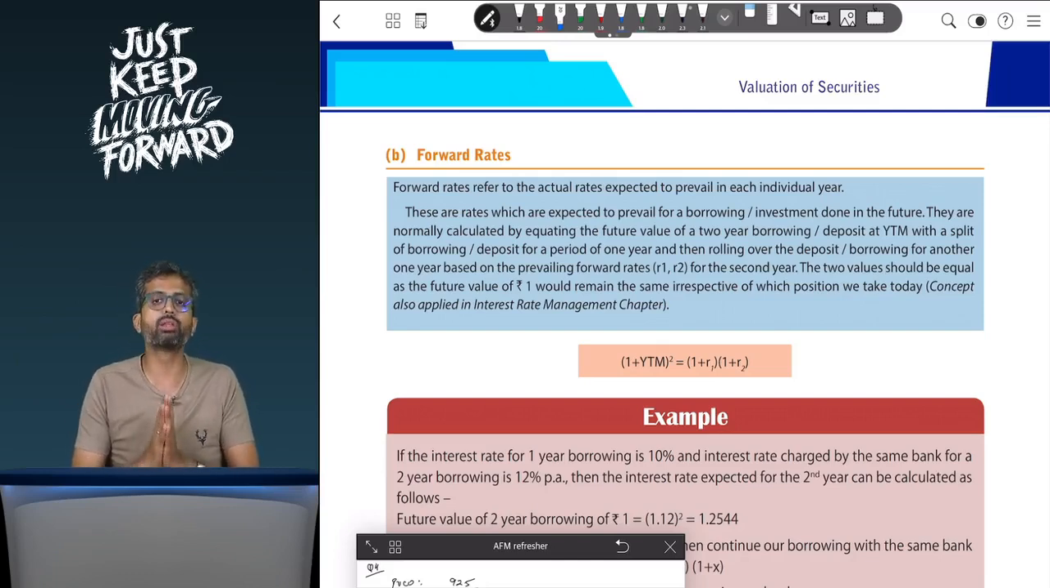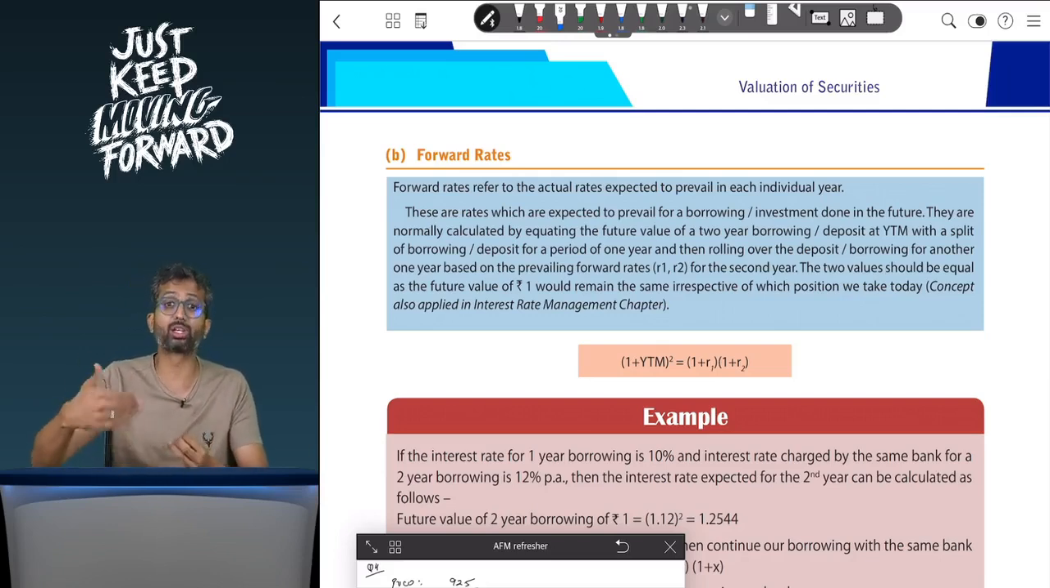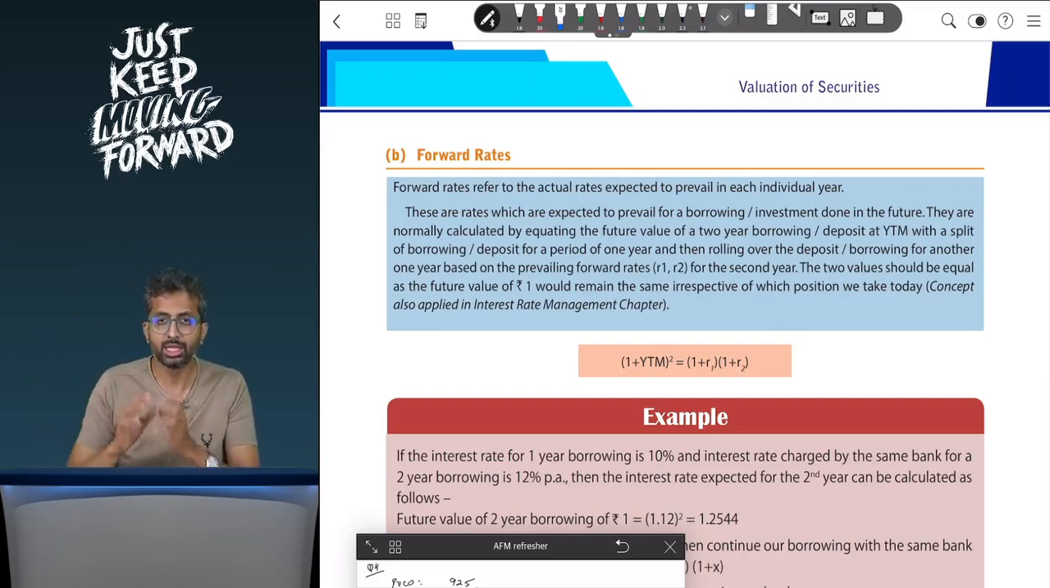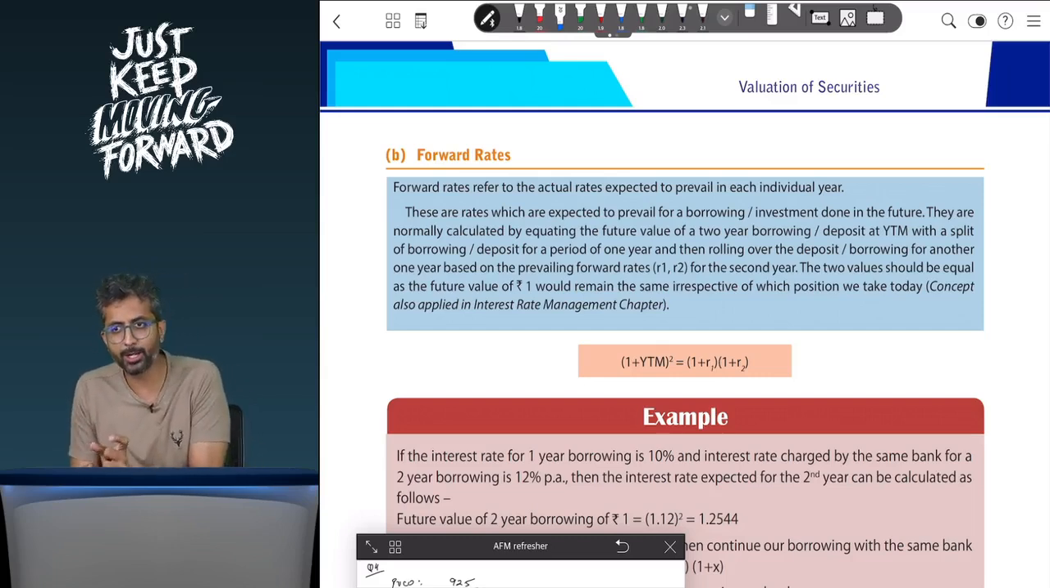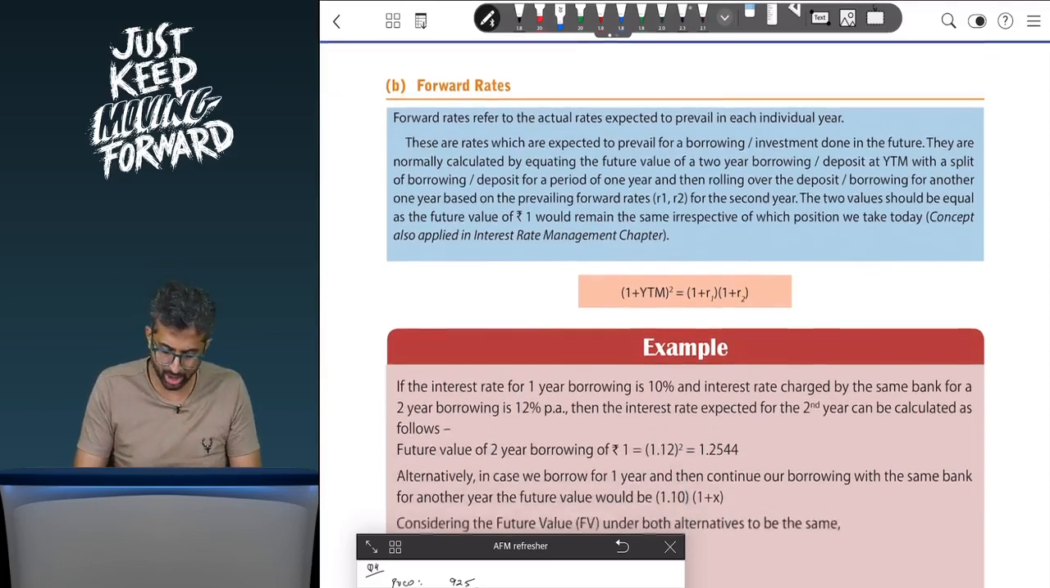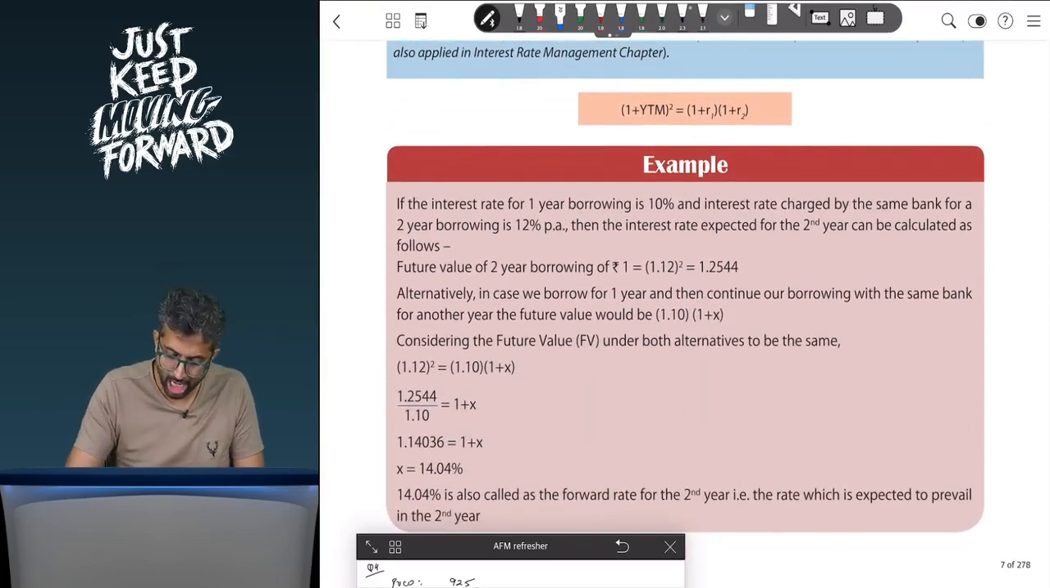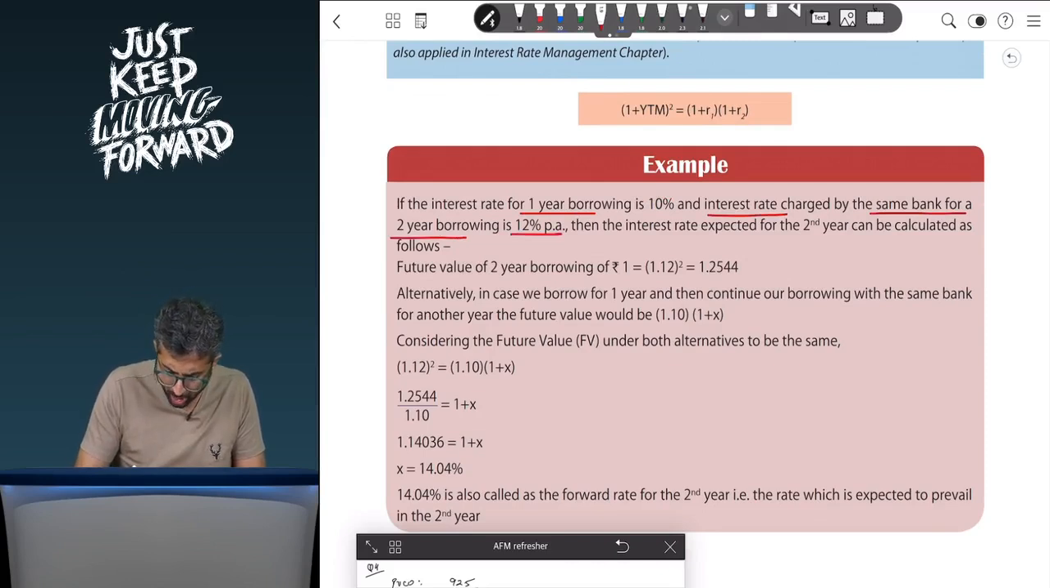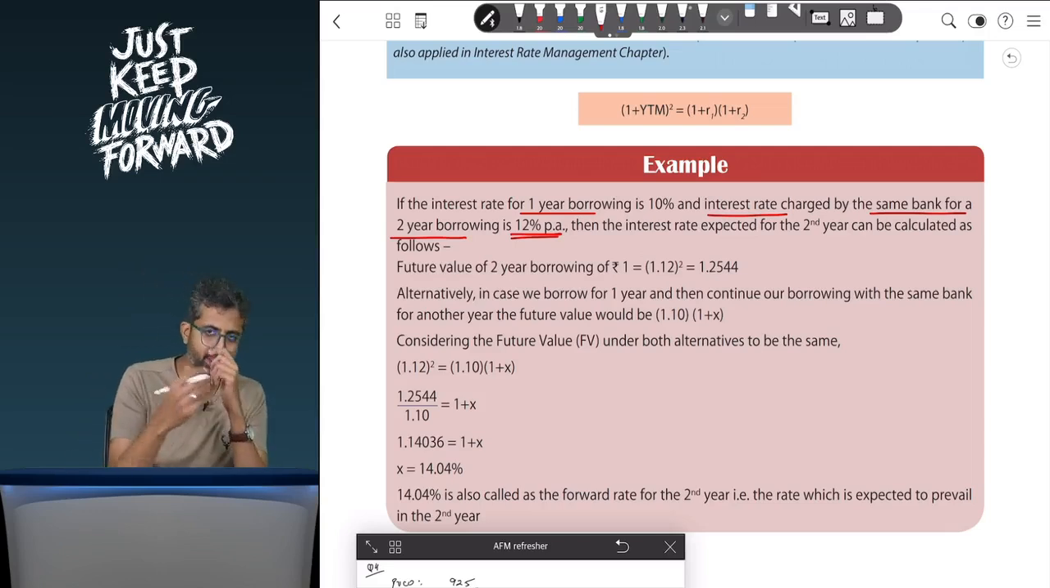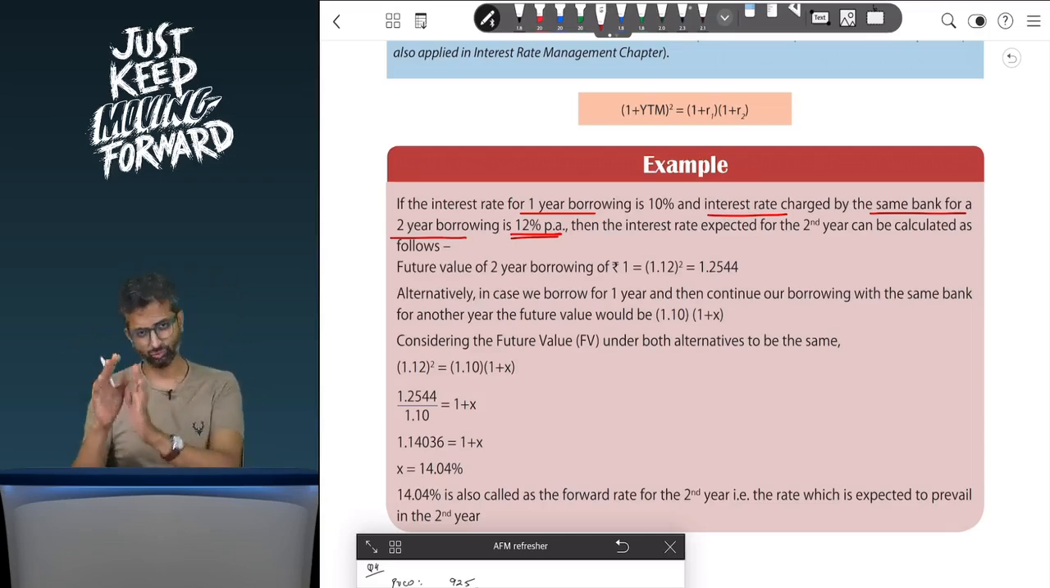Now what do you mean by the words forward rate? These are rates which are expected to prevail in the future years. That is what is called a forward rate. So when you look at the forward rate, for example, if I take an example as given in your concept book, if the interest rate for 1 year borrowing is 10%, okay, and the interest rate charged by the same bank for a 2 year borrowing is 12%, then if a 1 year borrowing is charging 10%, when I go to a 2 year borrowing, they are charging you 12%.